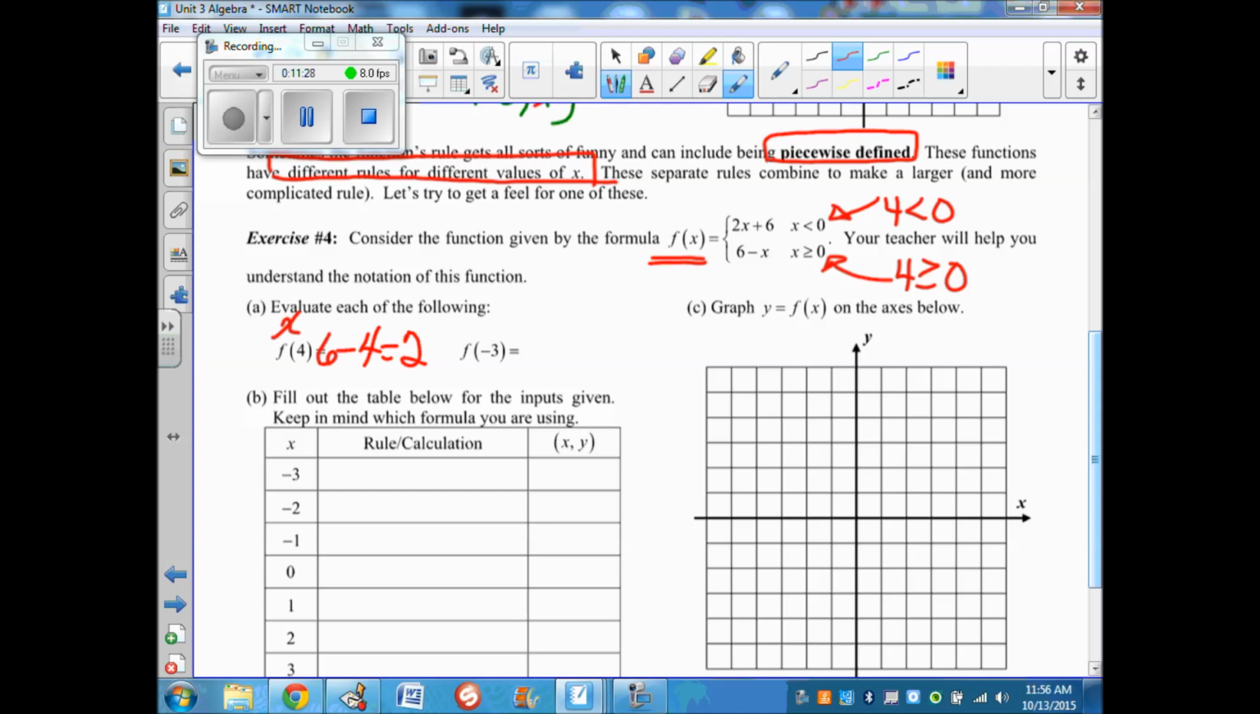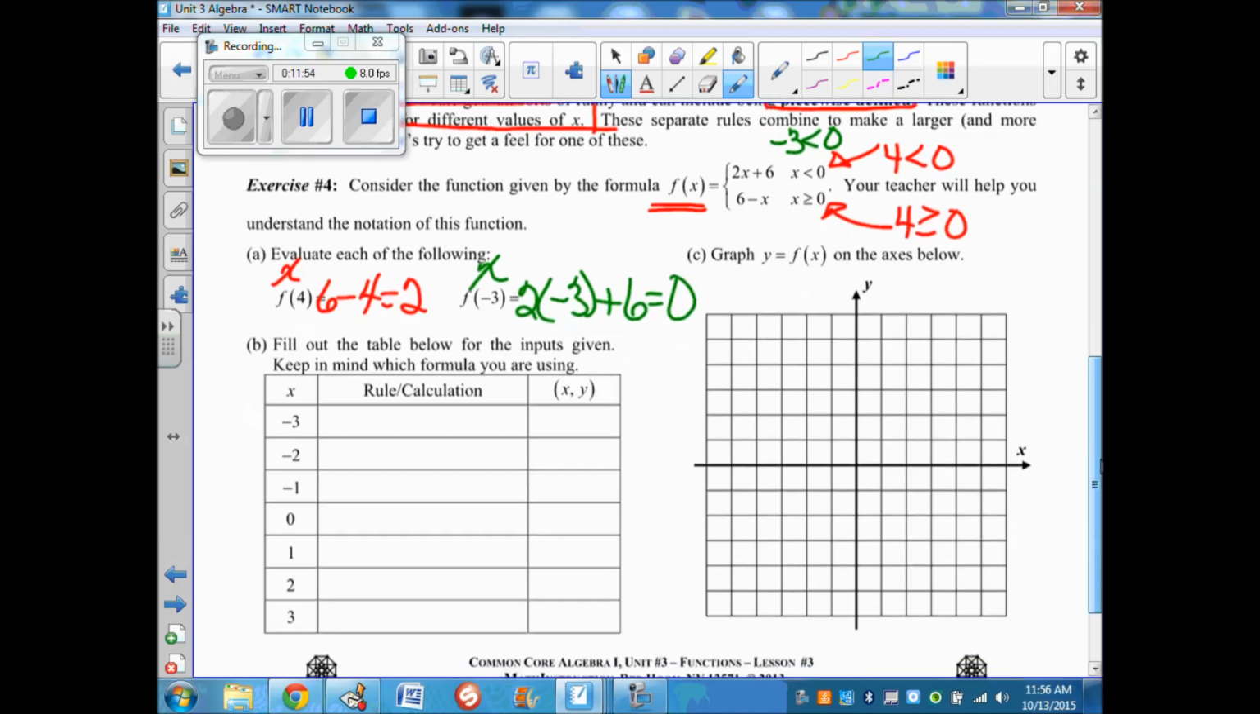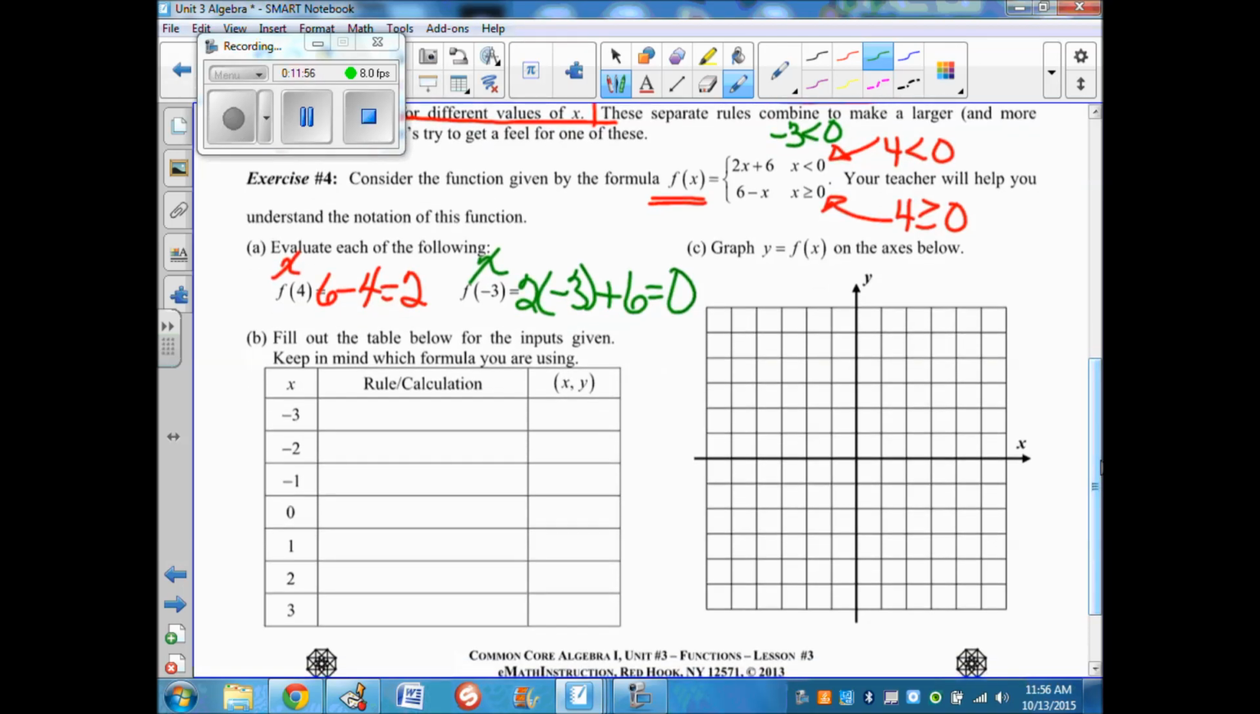So then f of negative 3. Again, go back to your function and see which one is true when x equals negative 3. So is negative 3 less than 0? Is that true? Yes, it is. So that's the piece of the function that we're going to do our substituting into. So negative 6 plus 6, that's going to give me 0. So you can see how you can evaluate given a piecewise function. You just got to be careful as to what piece you need to substitute into given the particular input.